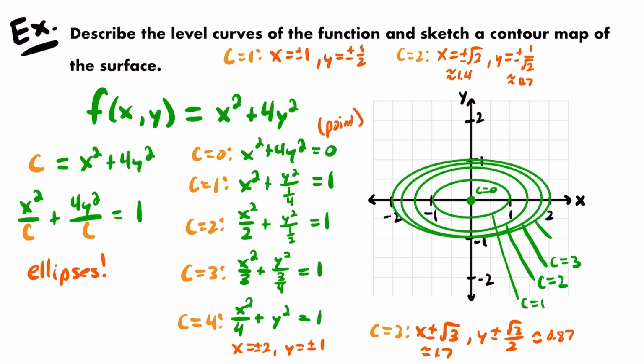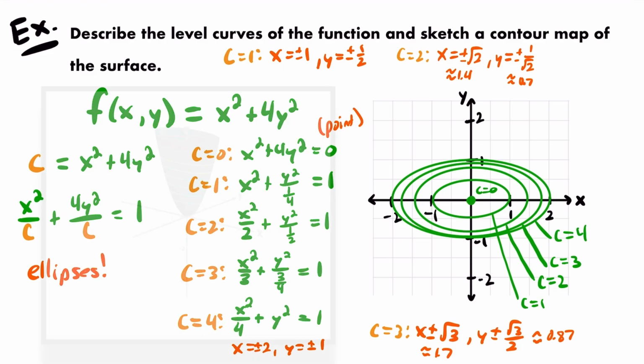That is the level curve for c equals 4. Okay, now we could keep going. You could look at c equals 5, c equals 6, and so on. But I think this is enough for our contour map. 4 or 5 level curves is going to give you a decent idea of the shape of your surface.